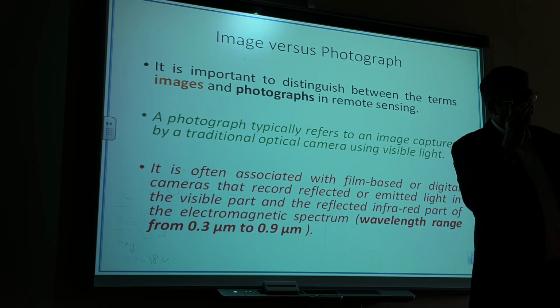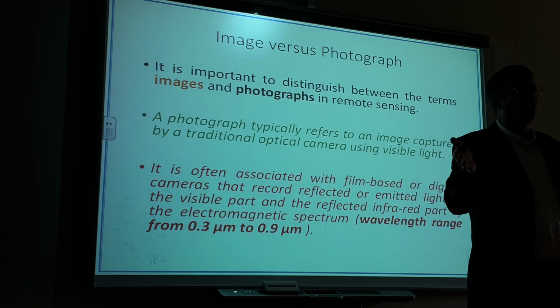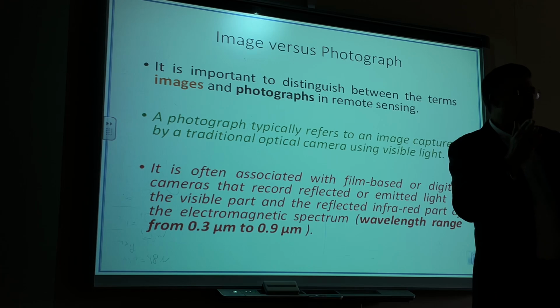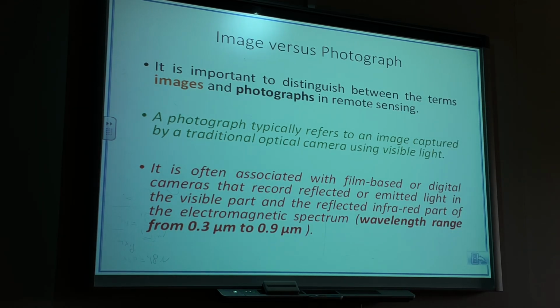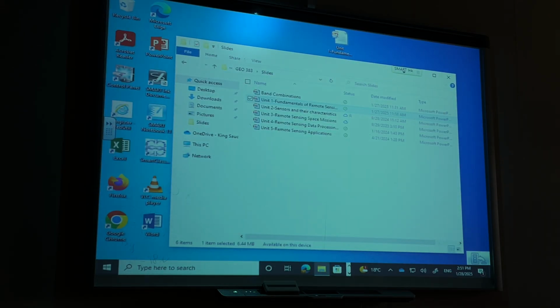So, a photograph can be called as an image, but an image you cannot call as a photograph. You cannot say infrared photograph. No, infrared will always be an image. Okay. So this is the basic difference. So, okay, we will stop here and we will just continue with this in the next class. 2-3 slides are there, and then we will move to the next.